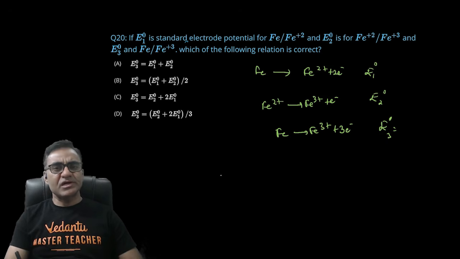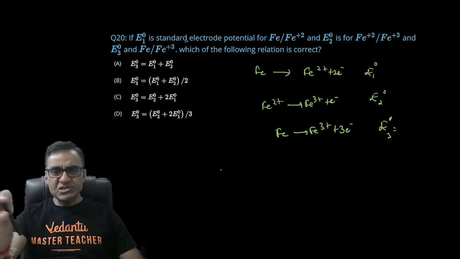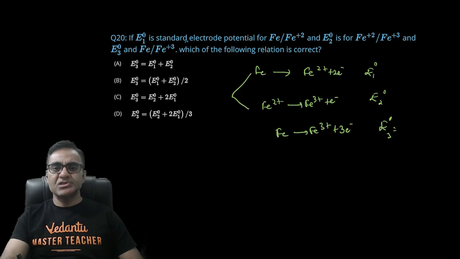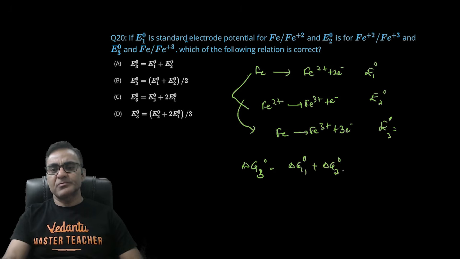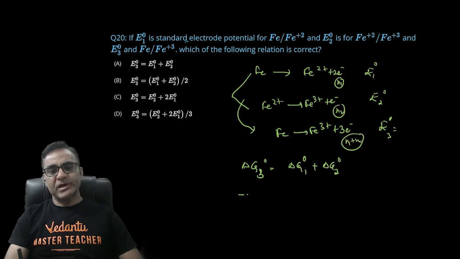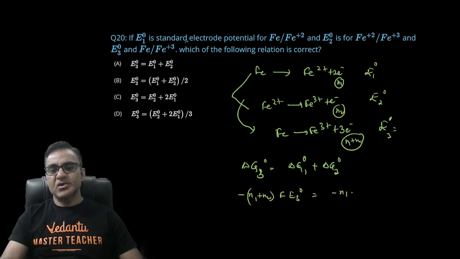देखिए based on delta G free energy of each half cell reaction, if I add these two reactions I will get this reaction। तो मैं यहाँ से डेल्टा G3 नॉट को लिख सकता हूँ डेल्टा G1 नॉट प्लस डेल्टा G2 नॉट। Alright, अगर मैं यहाँ पे नंबर ऑफ इलेक्ट्रॉन N1 ले लेता हूँ, यहाँ N2 ले लेता हूँ, और ये आपका N1 प्लस N2 हो गया, right। तो -(N1 + N2) × F × E3 नॉट can be written as -N1 × F × E1 नॉट minus N2 × F × E2 नॉट.